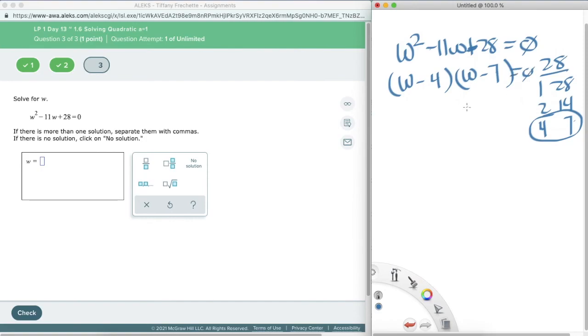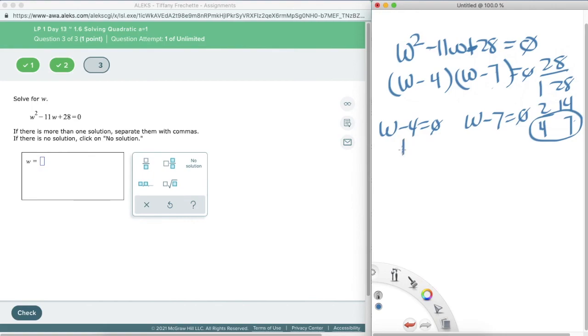So now, to finish this guy, what we need to do is set each one equal to 0, just like we did in that last lesson. Remember, if this factor times this factor equals 0, that means that one or both of them must equal 0. That's how we would get 0 there. So w minus 4 equals 0. w minus 7 equals 0. So we set both equal to 0, and this is going to tell us where it's crossing the x-axis. That's what a solution means.